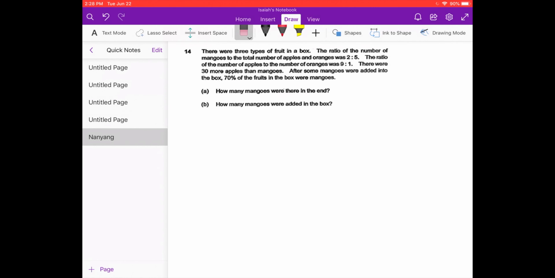Today we are going to look at 5 questions from the prelim papers of the primary schools again. This first question is from Nanyang Primary 2020 Prelim Paper 2. Okay, let's take a minute to go through this question and highlight the important information.